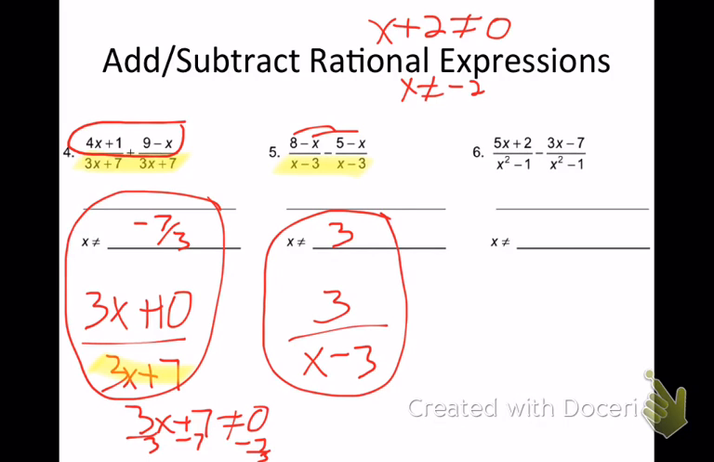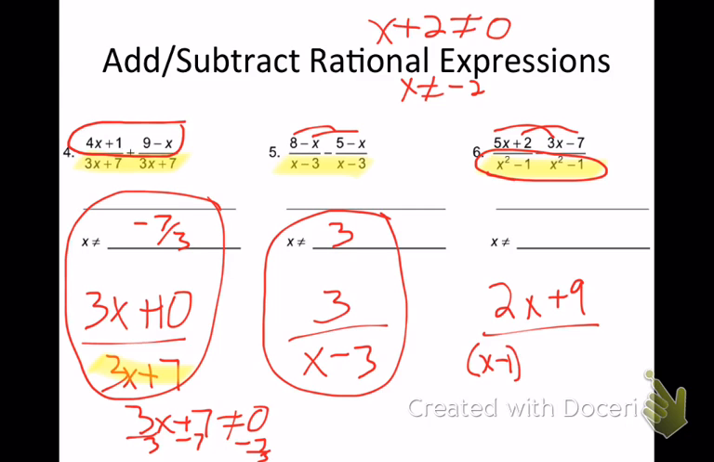6. 5x plus 2 over x squared minus 1 minus 3x minus 7 over x squared minus 1. Okay, are my denominators the same here? Yes, they are. Kyle, help me out here. What's 5x minus 3x? 2x. What's 2 minus a negative 7? So we got 2x plus 9 over... I want to factor down the denominator. X squared minus 1, how does that factor out as? X minus 1, x plus 1. Awesome. So now I'm going to say x can equal what, Kyle? Yep, x can equal 1 and negative 1. And there's your answers right there.